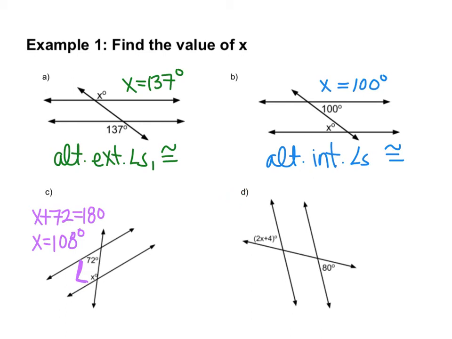In problem D, our last one, we can see again that they are on alternate sides of the transversal, and they are on the exterior of the parallel lines. So we're going to use the same alternate exterior angles relationship, which means they are congruent. I'm going to set them equal to each other and solve for x. So in this problem, x equals 38. I am not going to give it a degree measure because it's this whole thing that represents 80 degrees. X is just a number that's being multiplied by 2 before being added to 4.